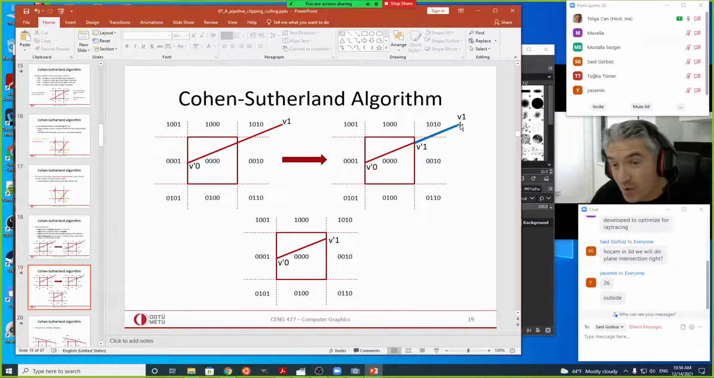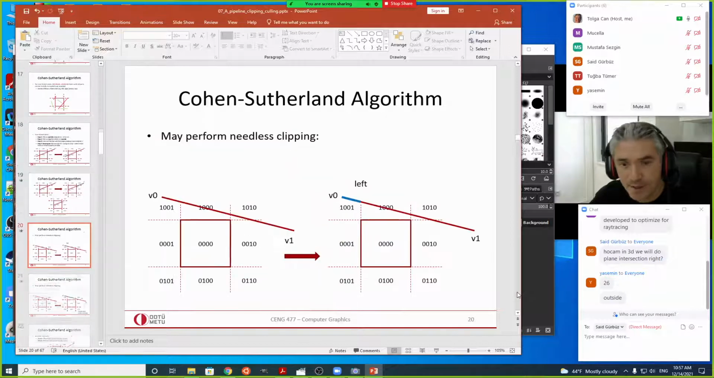Now we pick v1, which is outside, and we clip it. v1 is outside with respect to the right and top boundaries. We pick one of those, top and right. We could have clipped it against the top boundary, but the right boundary comes first, so we clip it against the right boundary, and we get this v1 prime. At this point, where we have v0 prime and v1 prime, both of them are inside, the trivial accept case, and we stop.